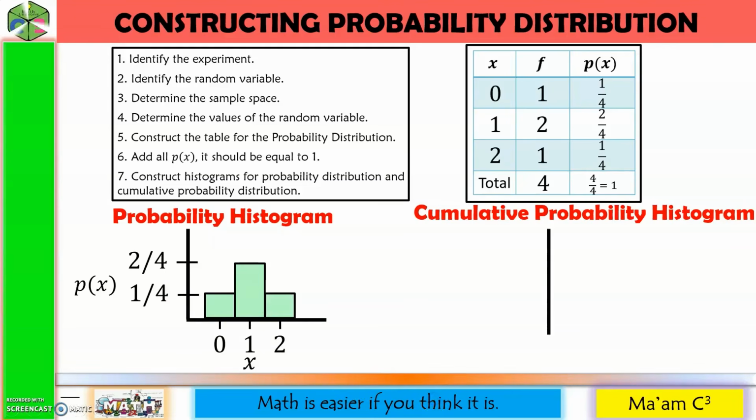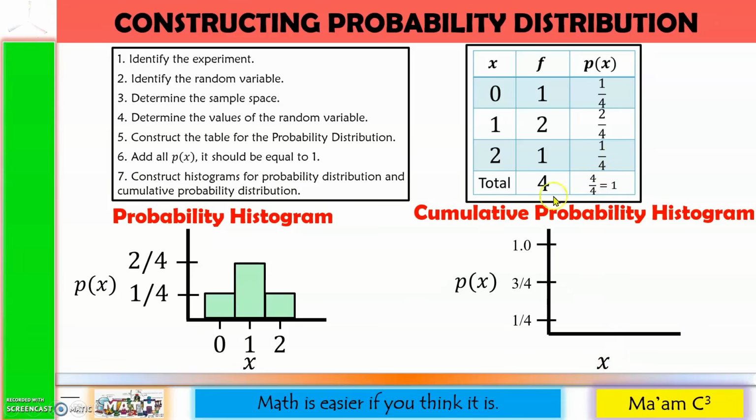Again, y-axis and then x-axis. The y-axis is the P of X and the x-axis is the X, the possible values of our random variable. For P of X, the first value is 1/4. This is cumulative, so let us add 1/4 plus 2/4. 1 plus 2 is 3, so 3/4. And then 3/4 plus 1/4 is 4 over 4 or equal to 1.